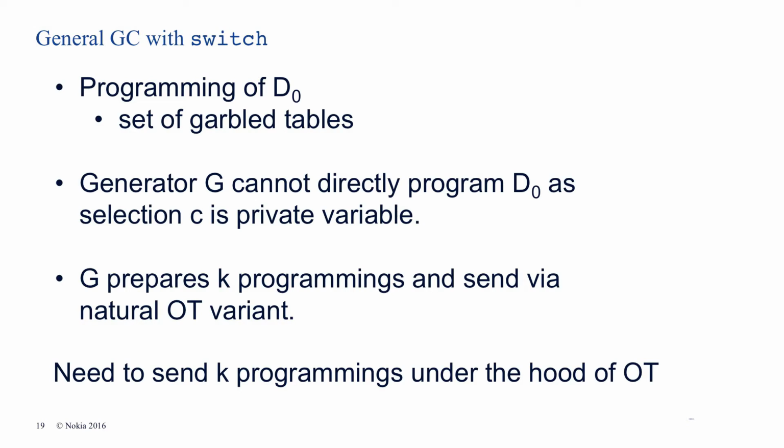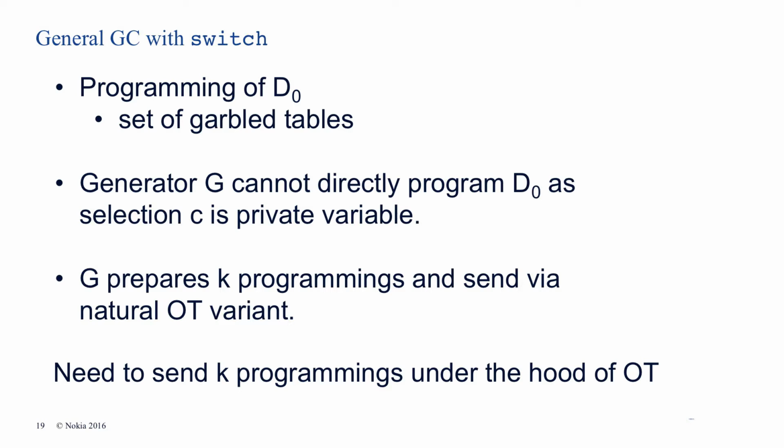Well, that's not great, because to do 1 out of K OT, you have to pay basically proportional to K, because under the hood you need to transfer all the K encryptions. So the first improvement, also the garbled circuit improvement, is that we observe that we don't need to do 1 out of K OT on the garbled gates.